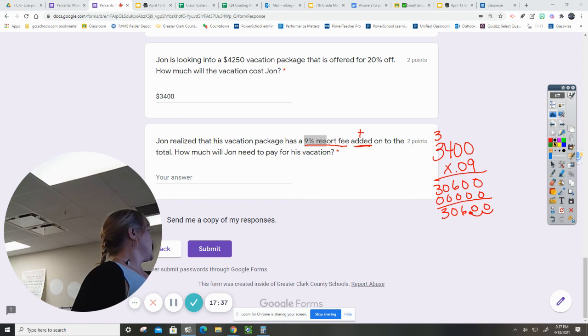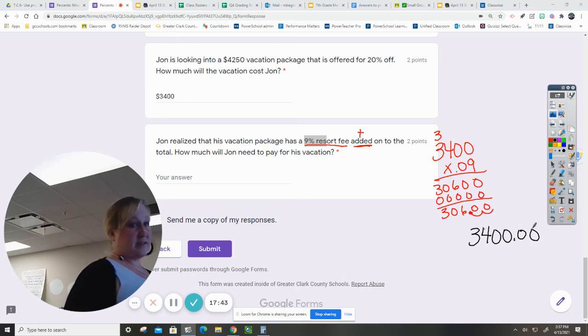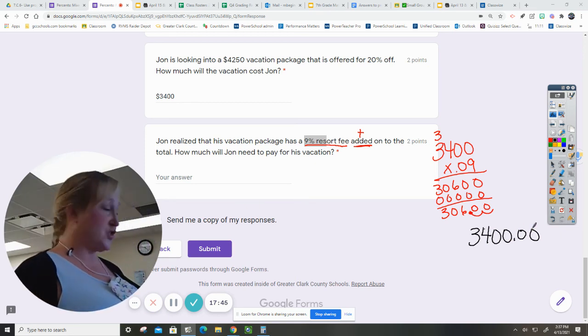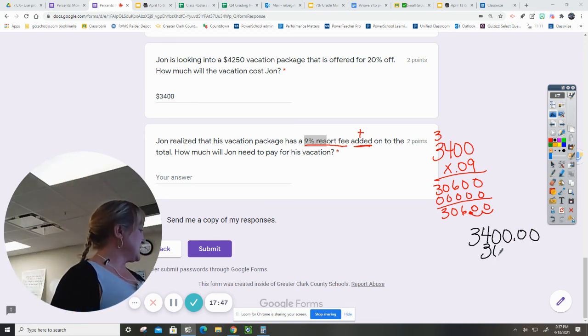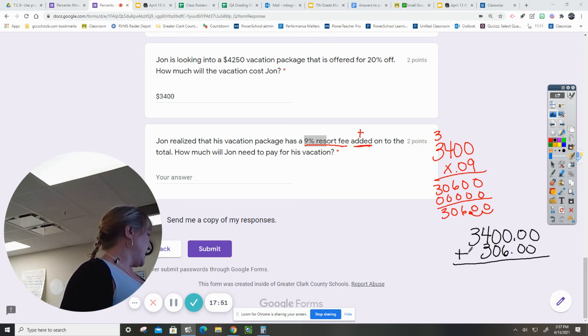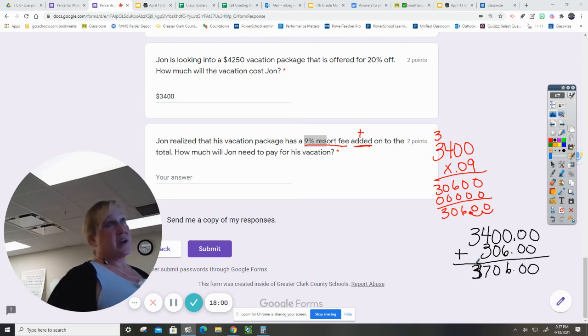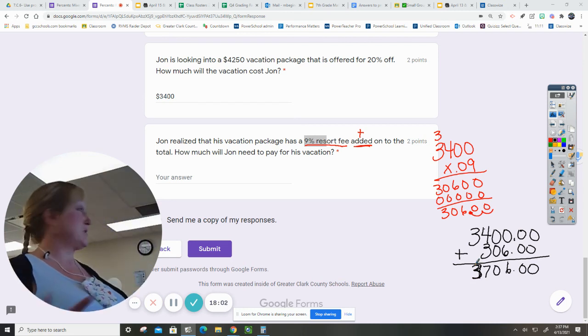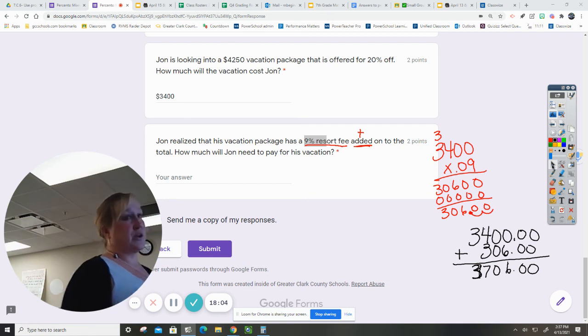So let's change color and make sure you see that it's a different step. 3,400. That's for the vacation package. But the 306 has to get added back on for the resort fee. And I believe I get $3,706. It's still better than $4,200. So John's still getting a pretty good deal.